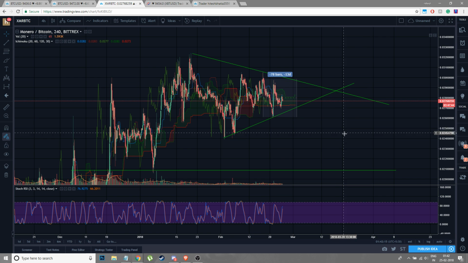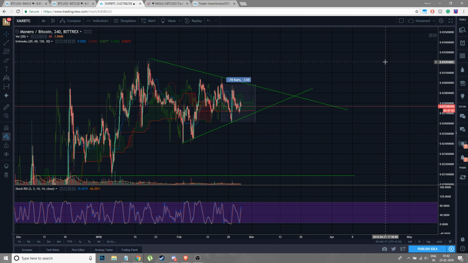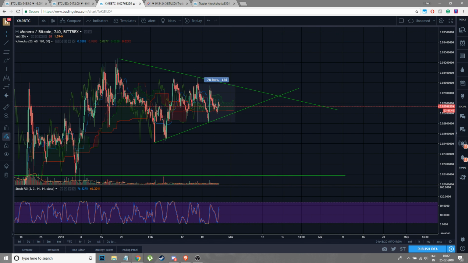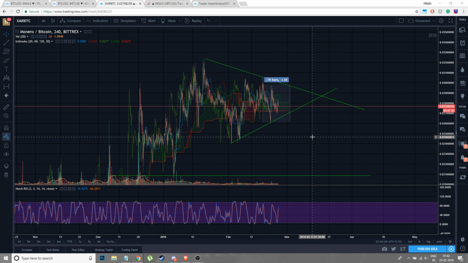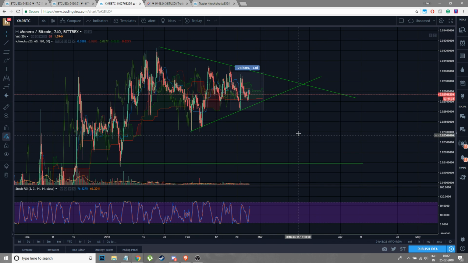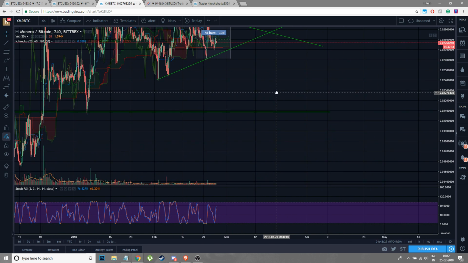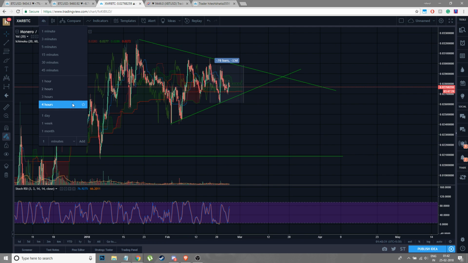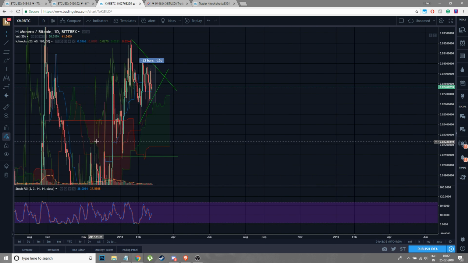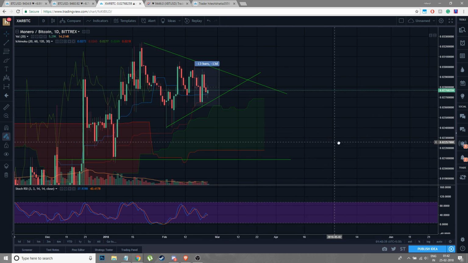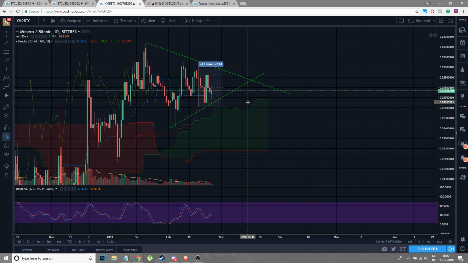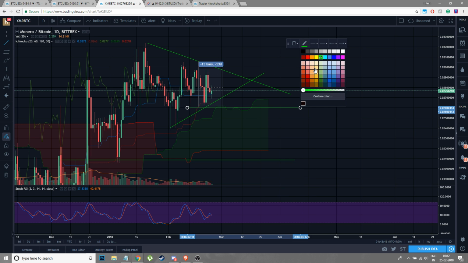It could break up. There's a 50% chance of that since this is a symmetric triangle. So yeah, I think Monero is going to break downwards for now due to the daily cloud. It looks fairly obvious, right? Because if there's even a very small move downwards, the first signal that you will get is the breakdown of the symmetric triangle. So if you want to enter a short, the short plays right here, right?